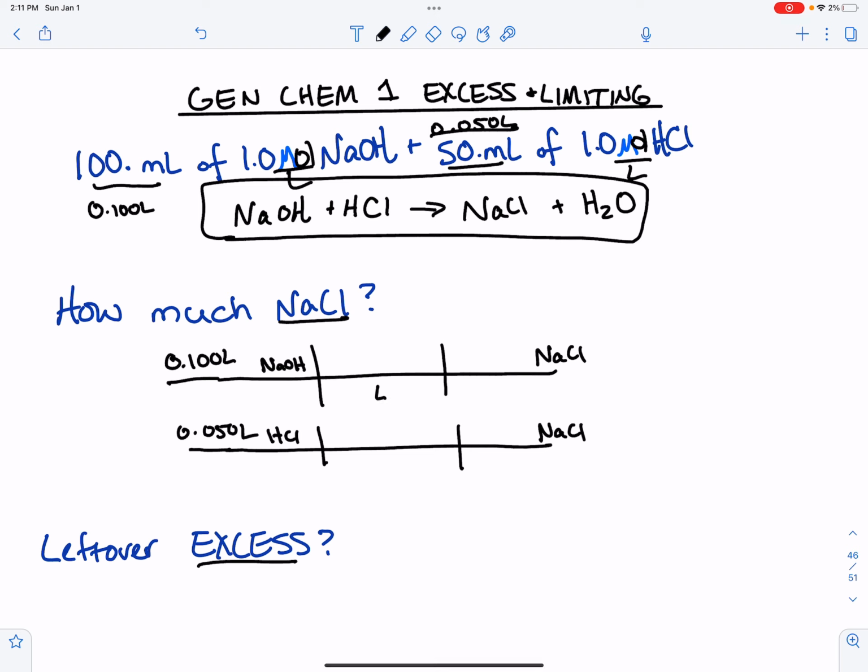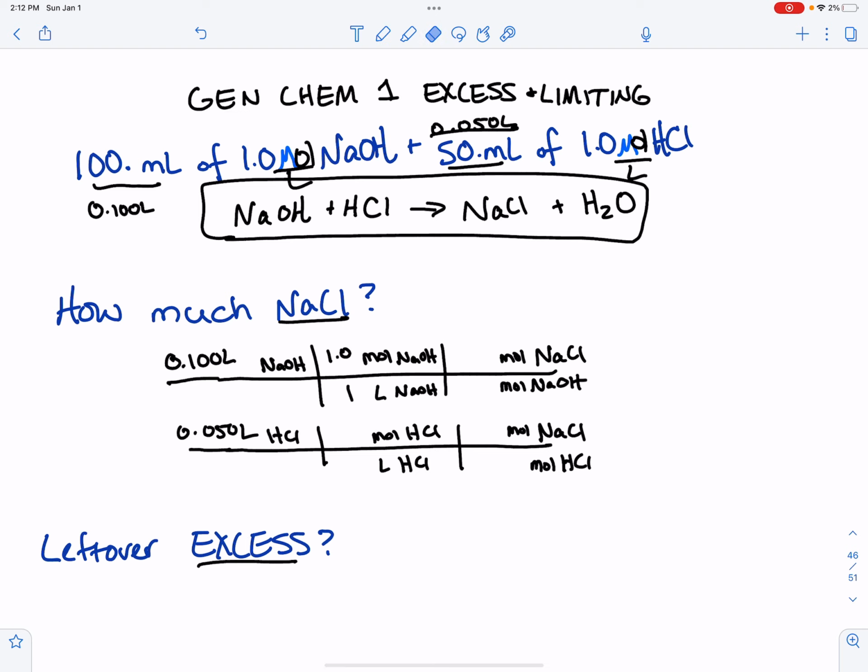And then what we do is we go from liters of NaOH to moles of NaOH. And then I would go from moles of NaOH to moles of NaCl. And then on this one, I'll go from liters of HCl to moles of HCl, and then from moles of HCl to moles of NaCl. Take the information from the problem. Up here is where I've got my NaOH amount. So that was 1.0 mole in 1 liter. I might erase it so it's easier to see. And then on this one, it's 0.50 moles in 1 liter.